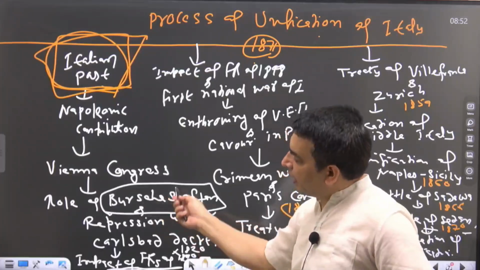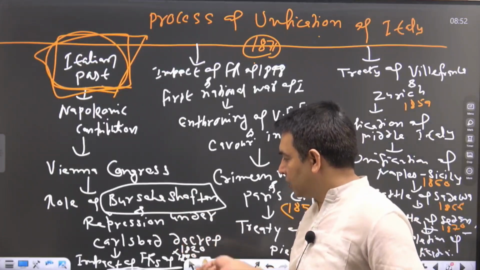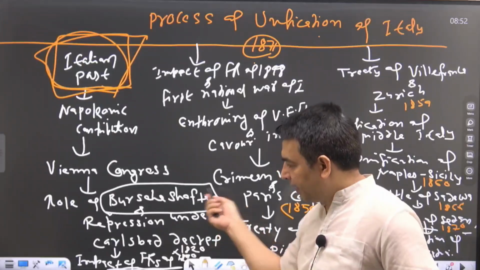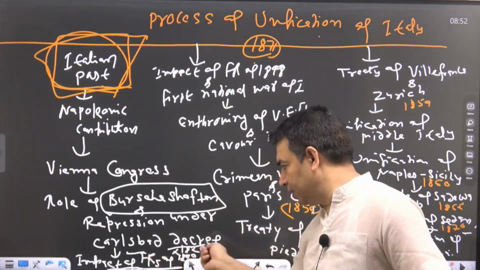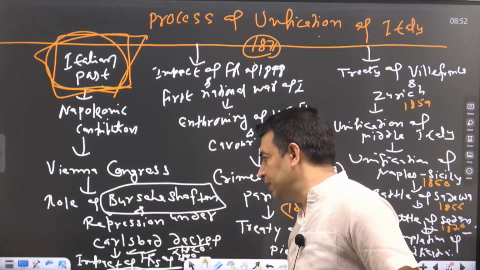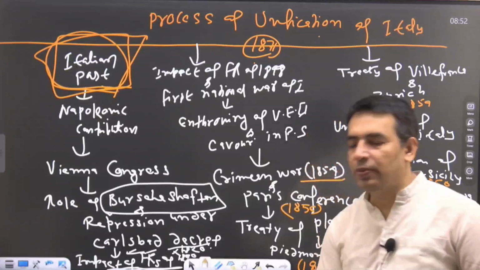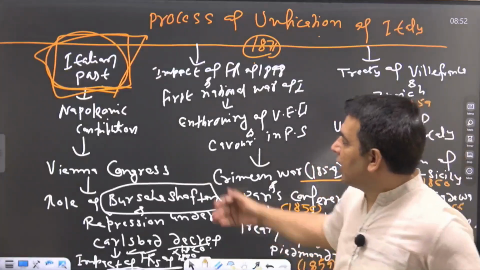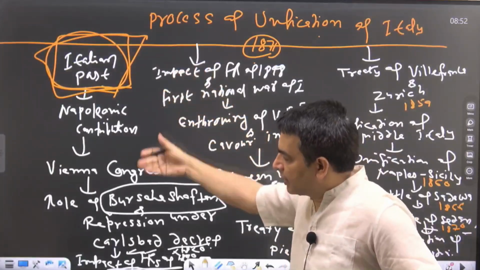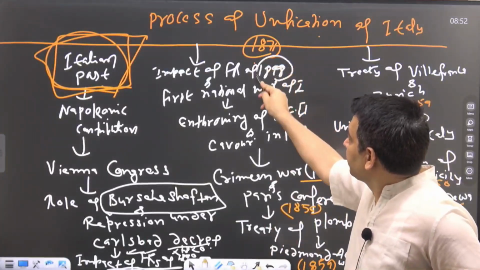But when they started their movement, it was suppressed by Metternich under the Carlsbad Decree. He came with the suppressive measure, the Carlsbad Decree, and students were present, and that's why they wanted to suppress the spread of nationalism. So this is how things started in Italy.